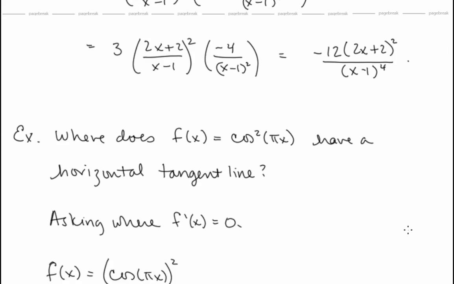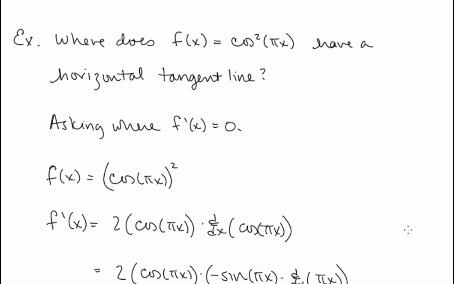Let's take a look at another. Where does f of x equal cosine squared pi x have a horizontal tangent line? So remember, if they're asking for a horizontal tangent line, they're asking where f prime of x is equal to 0. So we need to find f prime and set it equal to 0.